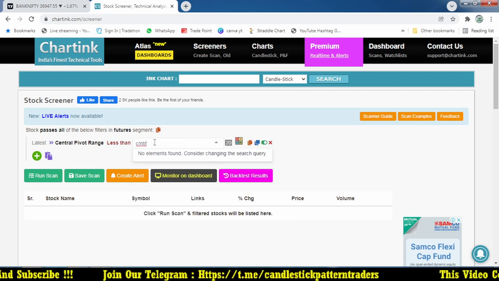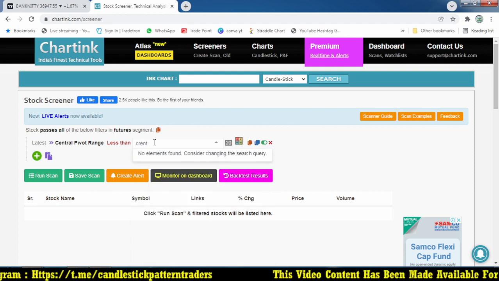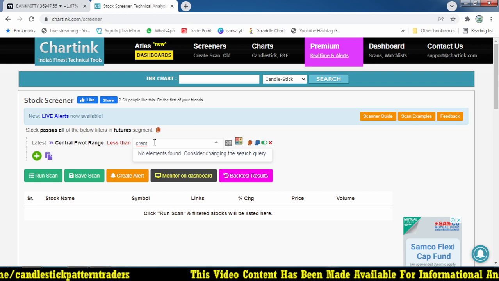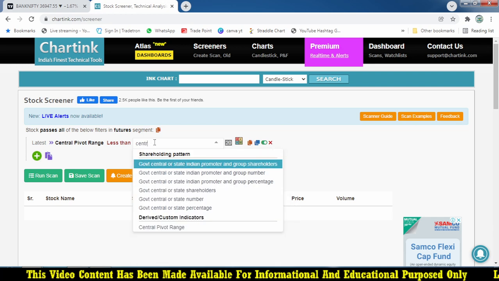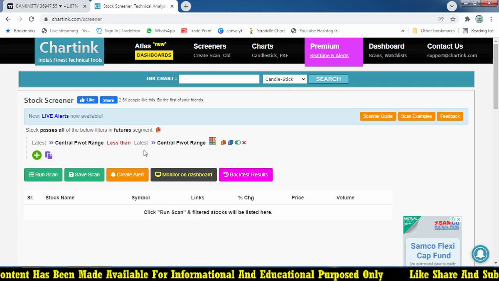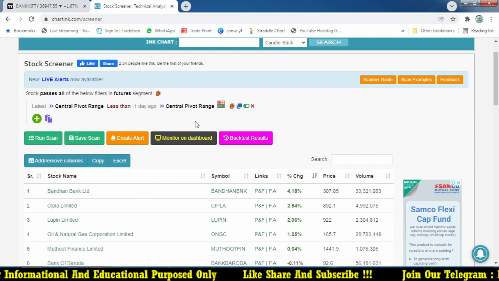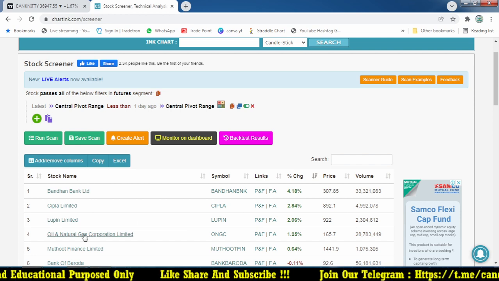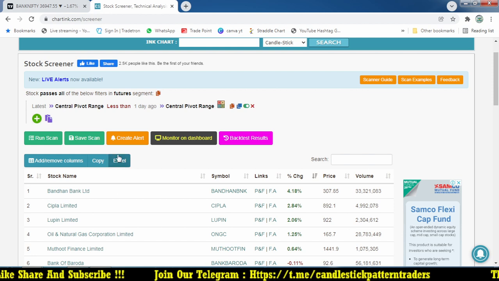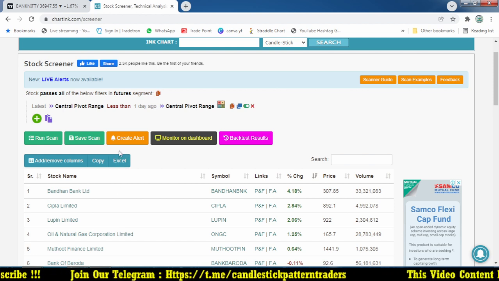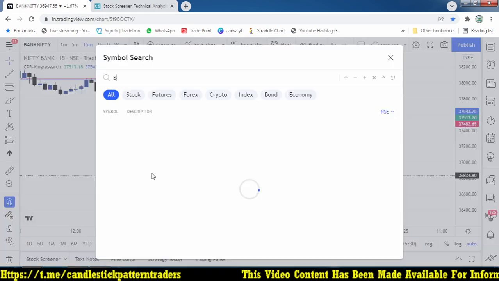So this will find out the stocks we are trying to take, based on the central pivot range of 1 day ago. If you filter, we will get a lot of stocks: Bandhan Bank, Cipla, Lupin. Let me try it out. These are the stocks where today's pivot level is lower than the previous day's. Let me try with Bandhan Bank.